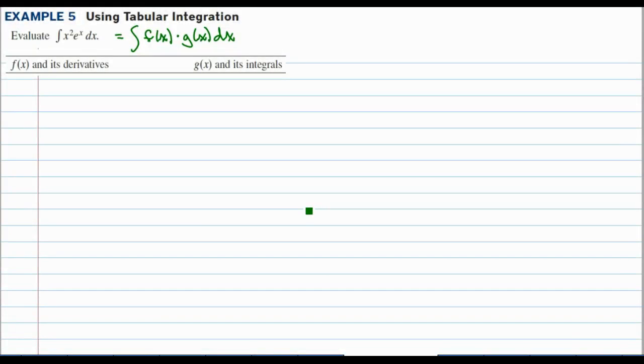This is the screencast for section 6.3, example 5, using tabular integration. This is an awesome shortcut as long as you understand how it works. We have a situation here where the antiderivative of x squared e to the x dx is our goal. We'll try and evaluate that.